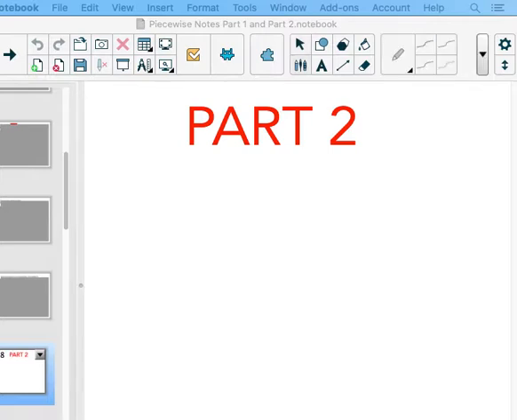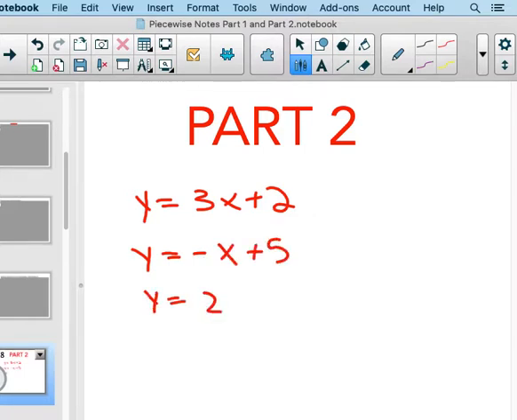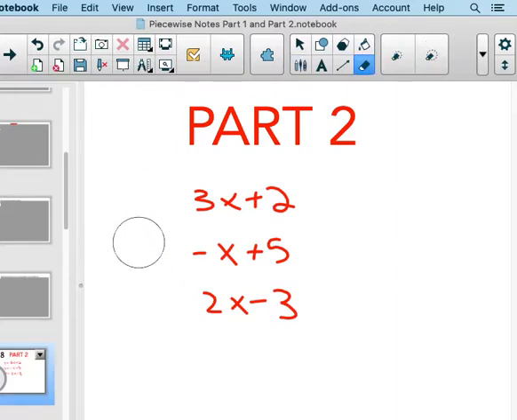So when we talked about functions, domains, and range earlier this year, when we write an equation, so far we've always just written y equals. Unless it was a vertical line, we had x equals. But we might say y equals 3x plus 2. Y equals negative x plus 5. Y equals 2x minus 3. So instead of having to write y equals over and over again, we're going to take that part off, okay?